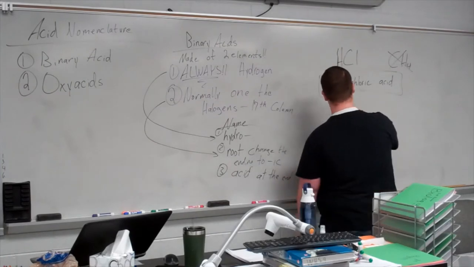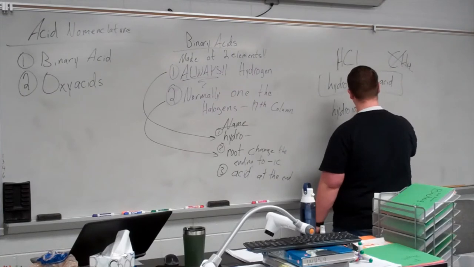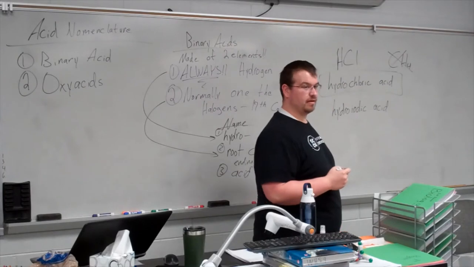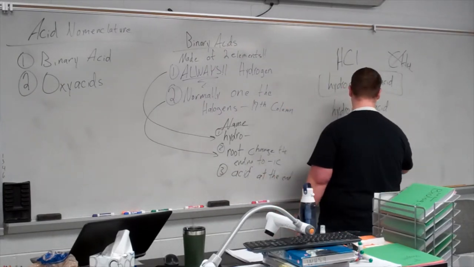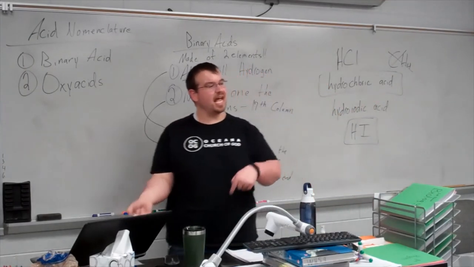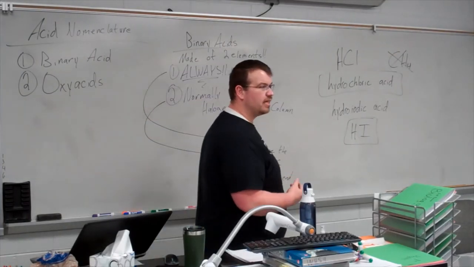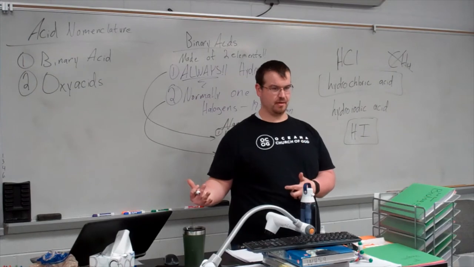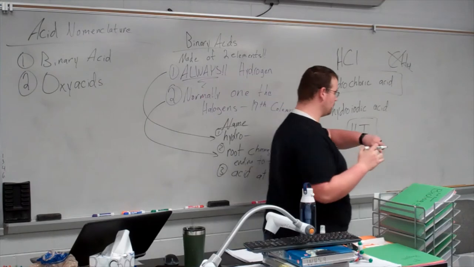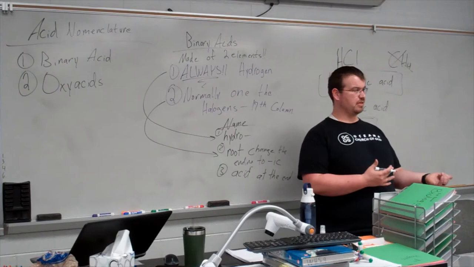If I gave you hydroiodic acid, H-I. Now, this is the thing that goes hand in hand with this. How do you know how many hydrogens to put? It's based off the charge. Everything from the 17th column, the halogens, all carry a negative one charge. Since they have a negative one charge, to balance it out, it takes one hydrogen.